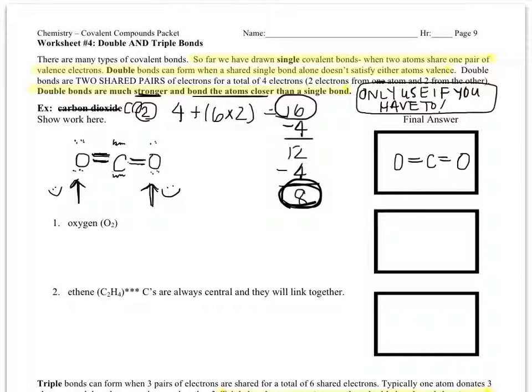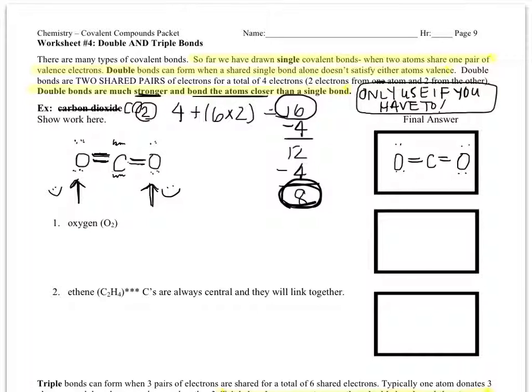So I'm going to redraw this because it got a little messy. Here are my double bonds, right? Each bond counts for 2 electrons. And then this has 2 and 2, and this has 2 and 2. And there's my final drawing. Okay? So, this is what you're going to be doing.